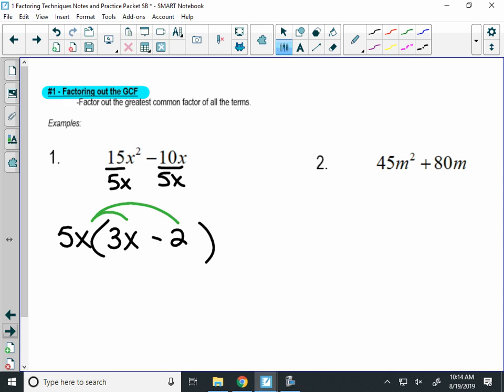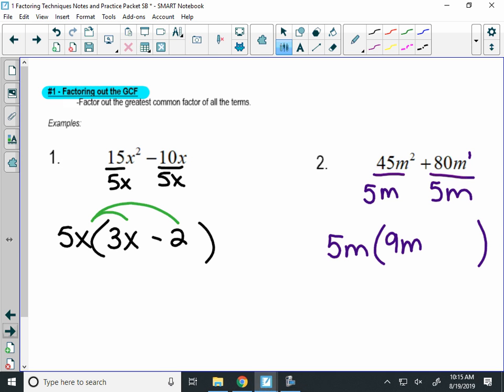All right, number 2, 45m squared plus 80m. What do they have in common? 5. Okay, 5 goes into both. How many m's? 1. So if they both have an m, you take the m with the lower exponent, which is just a 1 here. So I can pull a 5m out of both. And then what's 45m squared divided by 5m? 9m. Okay, 80m divided by 5. Yeah, I think it's 16. And that's it.